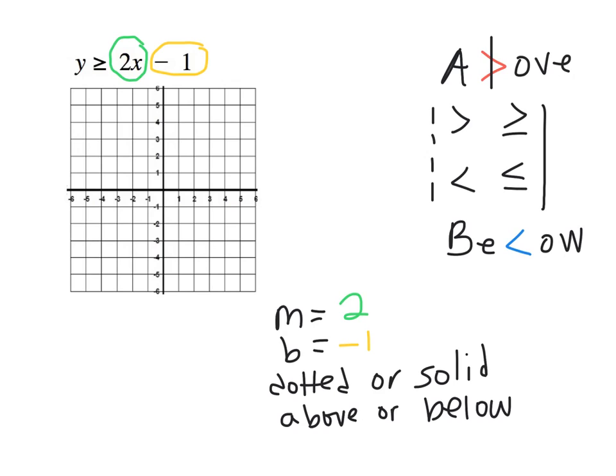And then to figure out my dotted and solid, I look at my inequality. So my inequality is greater than or equal to, that's this guy right here. So that shows me I've got a solid line. The equal to line is what makes it a solid line. So I've got solid.